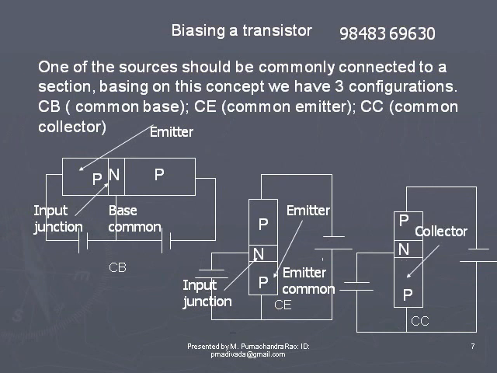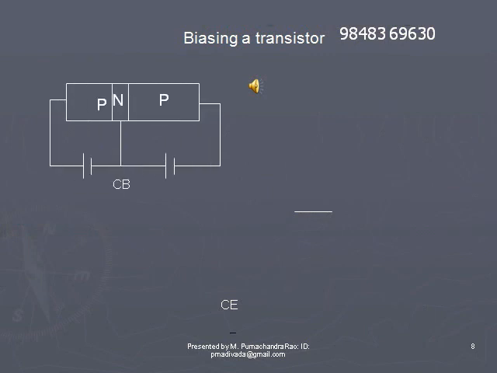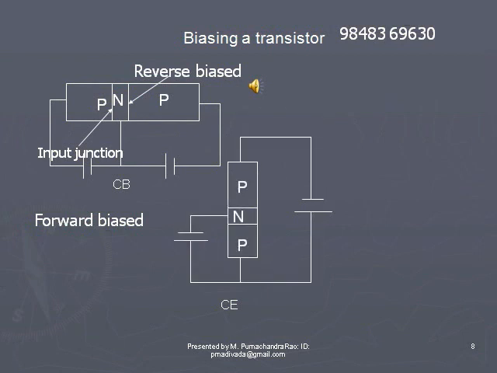Take common emitter configuration. In common emitter configuration, the PN junction, the bottom junction, is the emitter junction. So this is the input junction, and it should be forward biased. So the positive of the battery is connected to P, negative to N. The upper line indicates the NP junction, that is the collector junction. The collector junction is the output junction. It should be reverse biased. So the negative of the battery is connected to P and positive is connected to the emitter, common emitter.